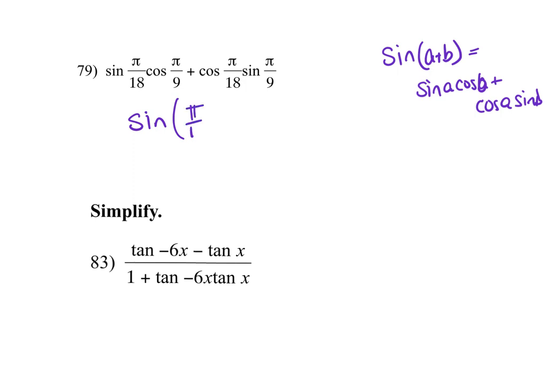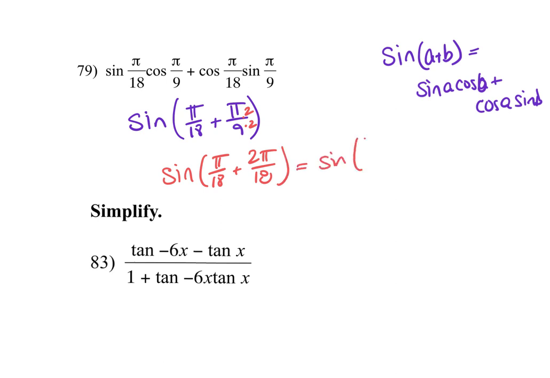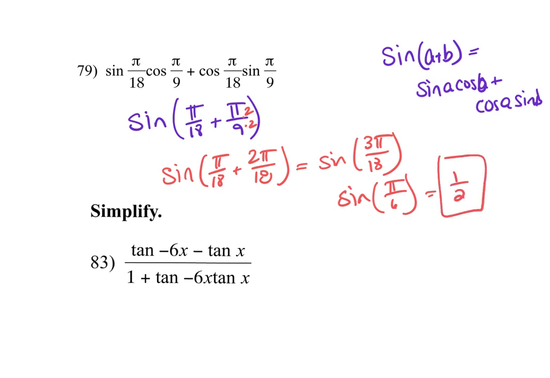So this just means that this is going to be the sine of those two added together. Pi over 18 plus pi over 9, right? Common denominator. Multiply this by 2. So sine of pi over 18 plus 2 pi over 18, which gives you the sine of 3 pi over 18, which gives you the sine of pi over 6. So that's 1/2. That's a 30-degree angle. Helps to use the right one.